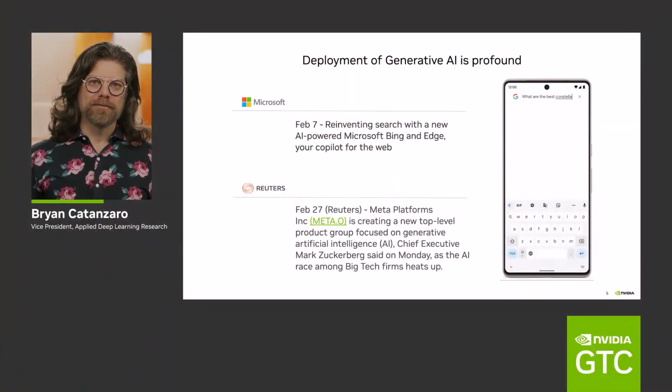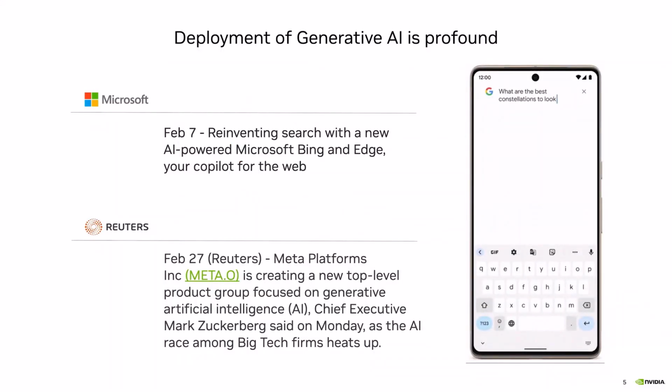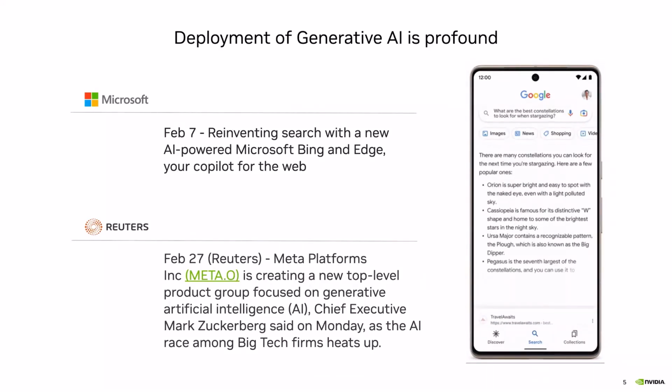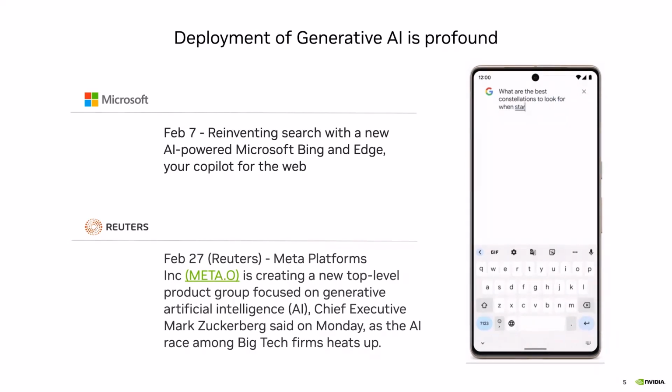The deployment of generative AI is happening at a rapid pace, and it's really happening in a profound way. Just over the past few weeks, we've seen Microsoft reinvent search by integrating AI-powered co-pilots into Bing and Edge. We saw Meta announce a new top-level business group that is focused on generative AI. And we saw announcements from Google about how some of their main products are going to be changed through generative AI models that understand questions and can help us answer them. And there's a raft of startups and other companies that are figuring out new ways of using this technology in their own work. So this is the moment for generative AI to really change the way that we do our work. And it's very exciting.